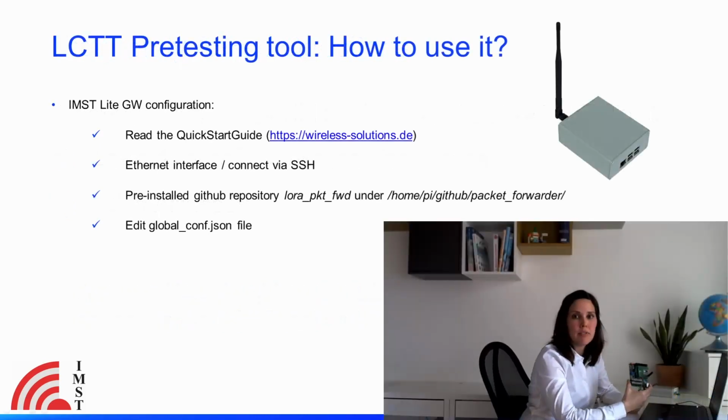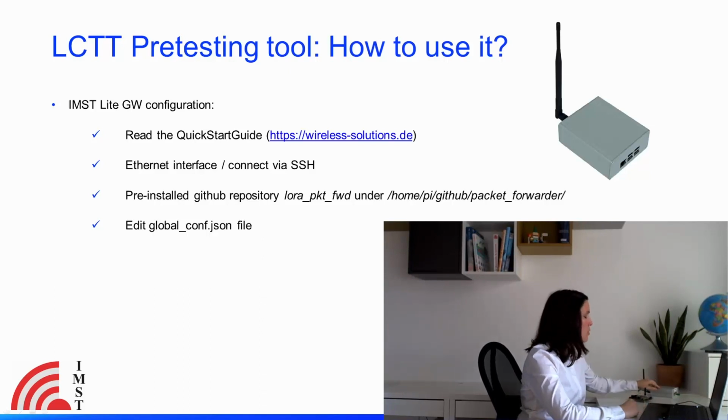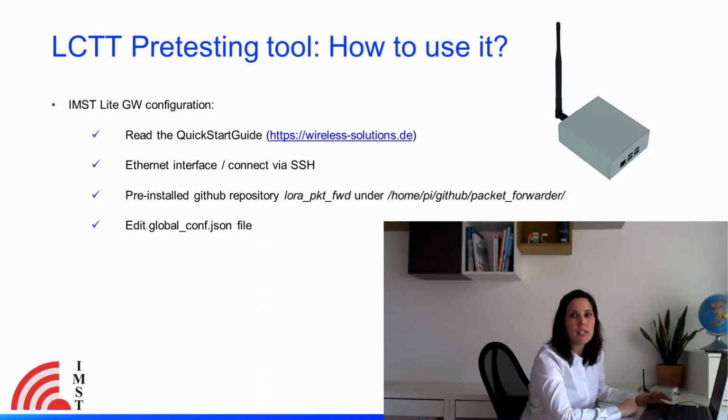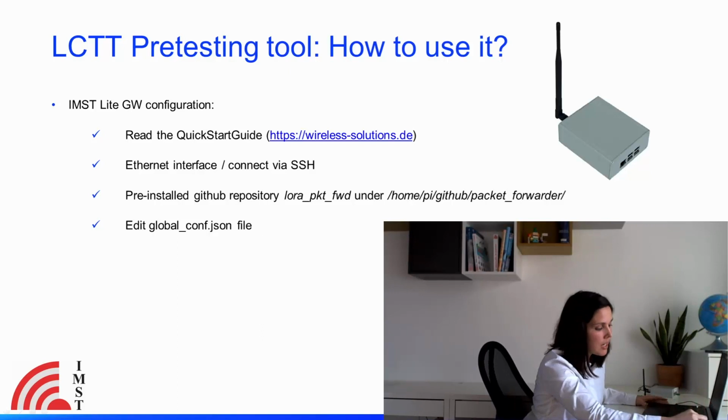Once you have your end device ready and the LCTT installed on your computer, you should configure the LoRaWAN gateway. If you choose our IMST Lite Gateway, I would recommend you to follow our quick start guide, but basically everything you need is to connect it to your computer with an Ethernet cable and start an SSH client for its configuration.